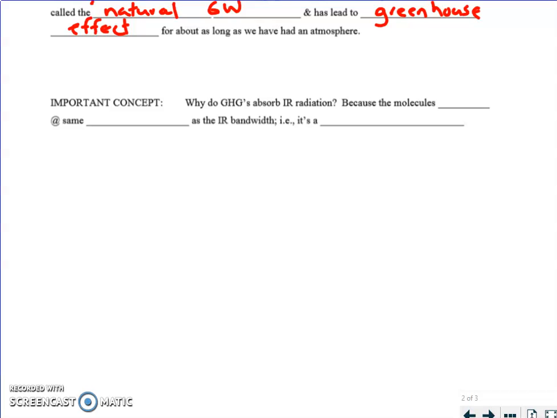So the temperature is going to increase. It's not going to double. It's a logarithmic effect, and it is going to reach equilibrium. It's not a runaway effect like Venus.